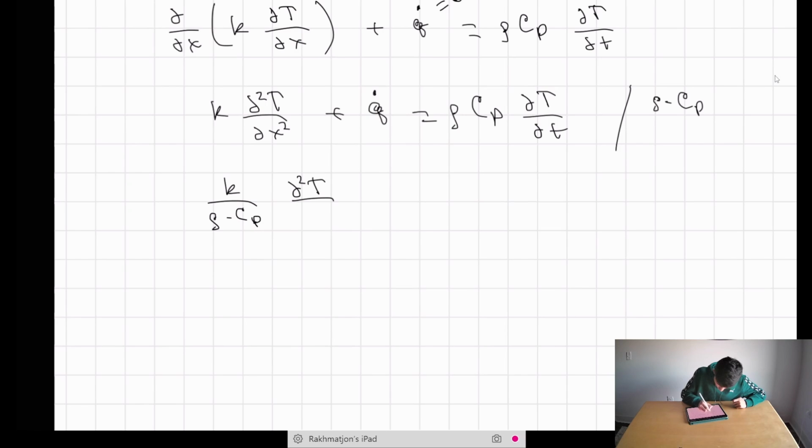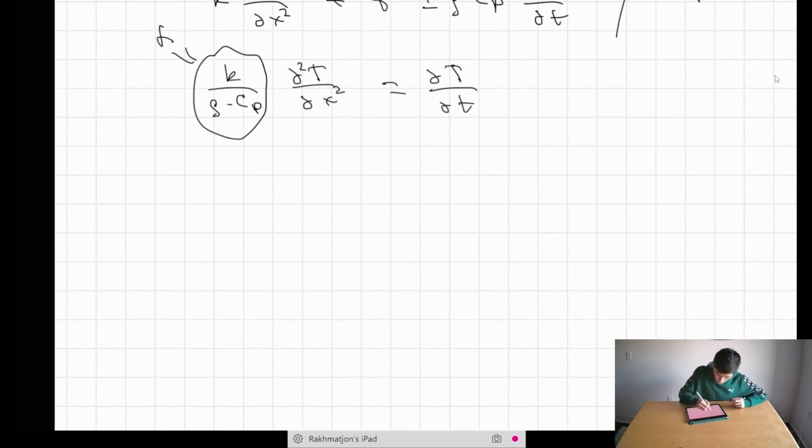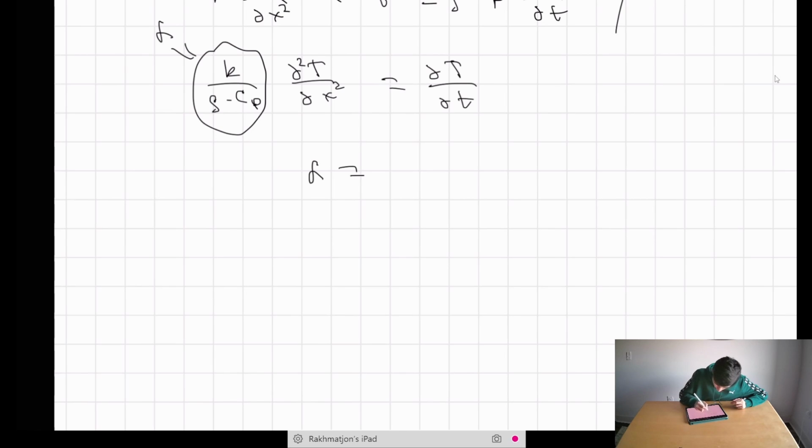And if I divide both sides by density times Cp, that's going to be k over rho Cp times the second derivative of temperature with respect to x is equal to the first derivative of temperature with respect to time. And we know this term right here is equal to alpha, right? So my equation is now going to be alpha times the second derivative of temperature with respect to x is equal to the first derivative of temperature with respect to time. Okay.